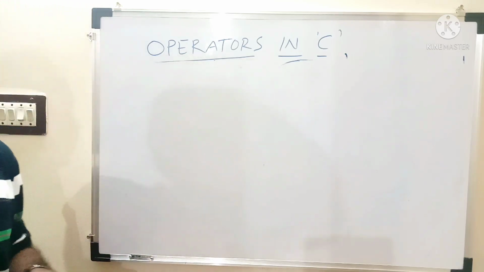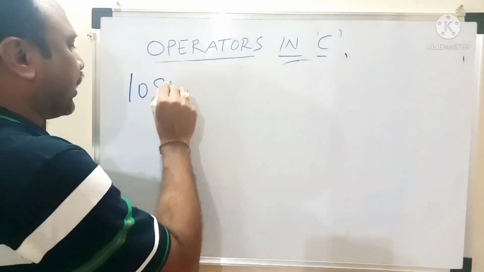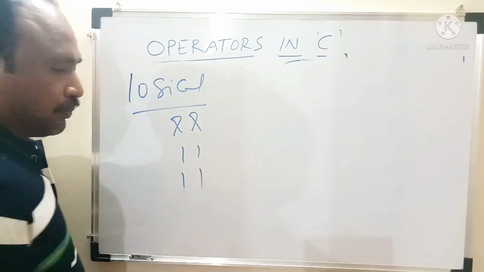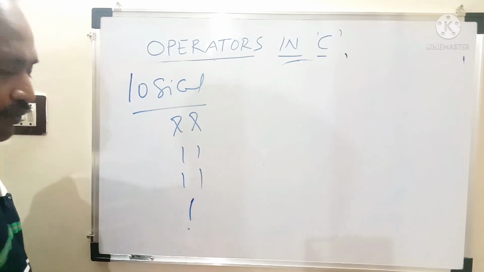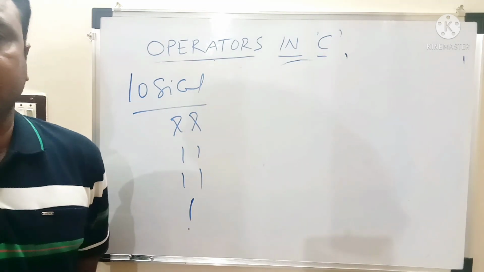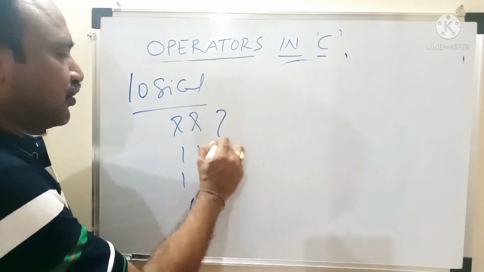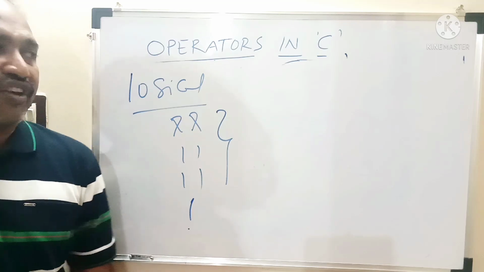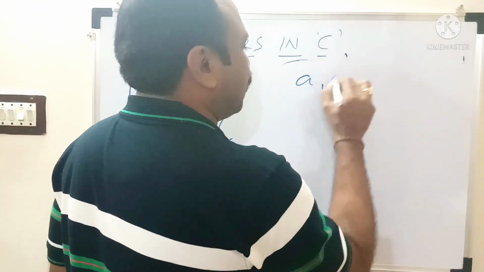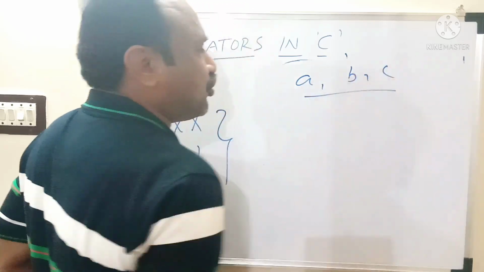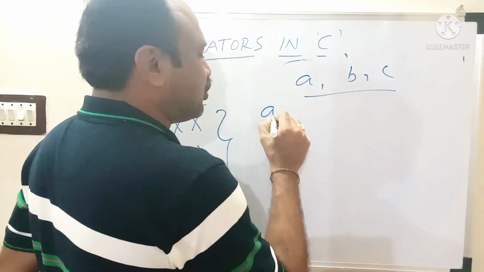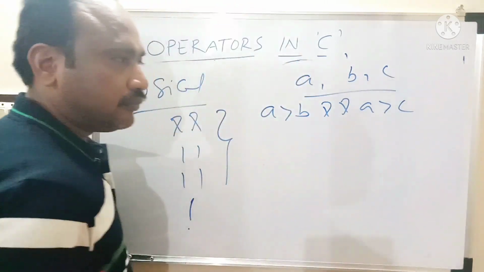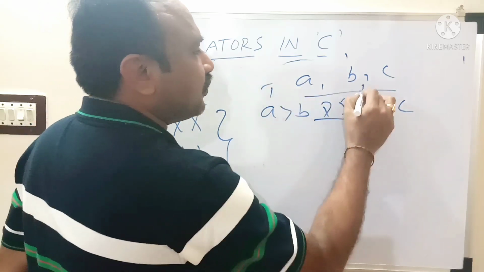Arithmetic over, relational over. Next one is logical operators. Two ampersands, logical and; two pipe symbols, logical or; exclamation mark, logical not. These are used to check more than one condition. For example, I am taking 3 values A, B, C. I have to find out which value is the biggest. If I have to find out whether A is biggest: A greater than B and A greater than C. If you use and, this should be true and this should be true.